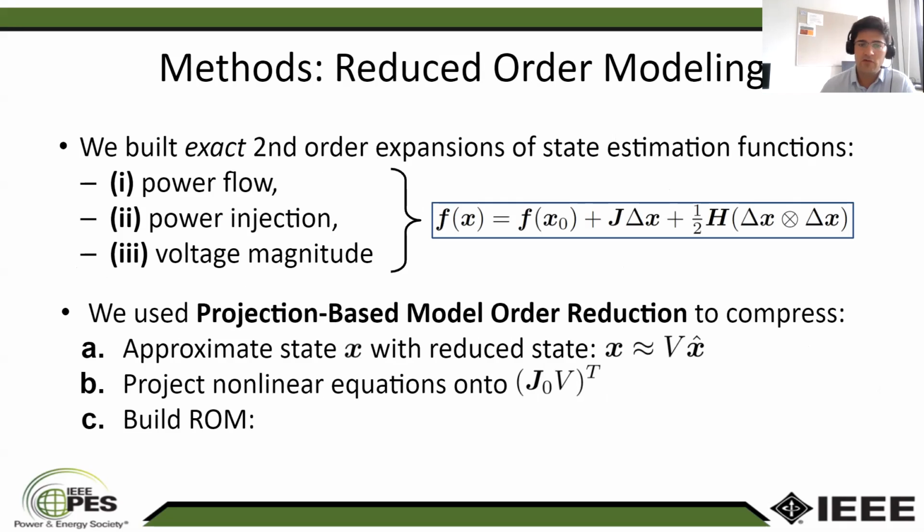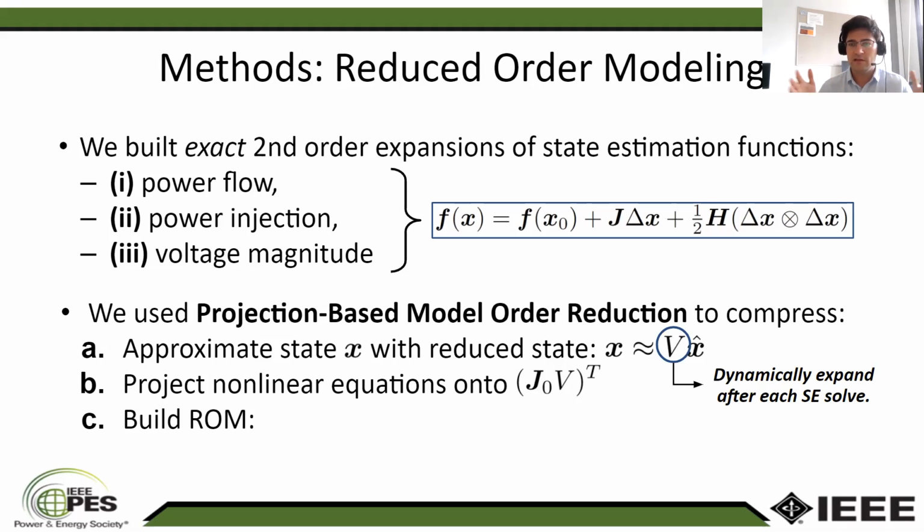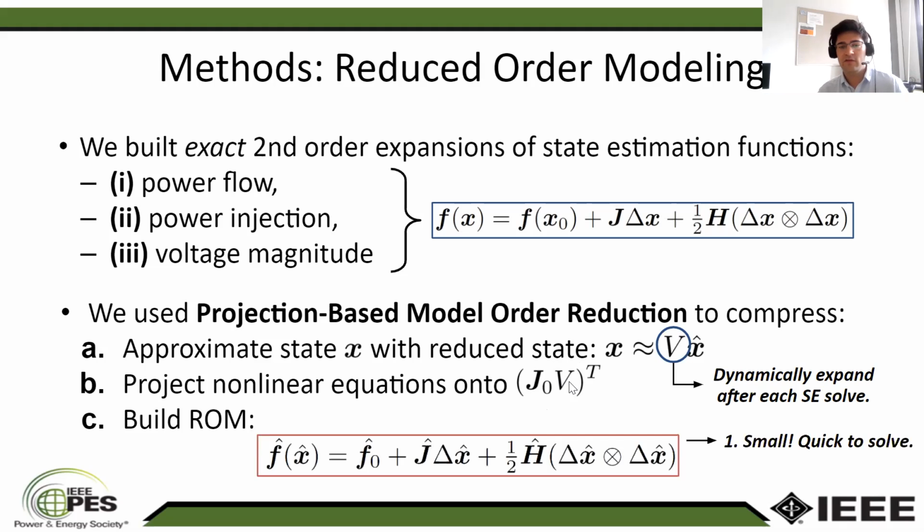Now, we did this by first approximating our state x with some reduced order state x hat projected onto an orthonormal operator V, where this orthonormal operator comes to us from the model order reduction community, and we are able to dynamically expand this operator every time we solve a new state estimation problem. So next, we projected the nonlinear equations onto a subspace given as the product of a Jacobian and our operator V. And finally, this gave us a reduced order model, f hat of x hat.